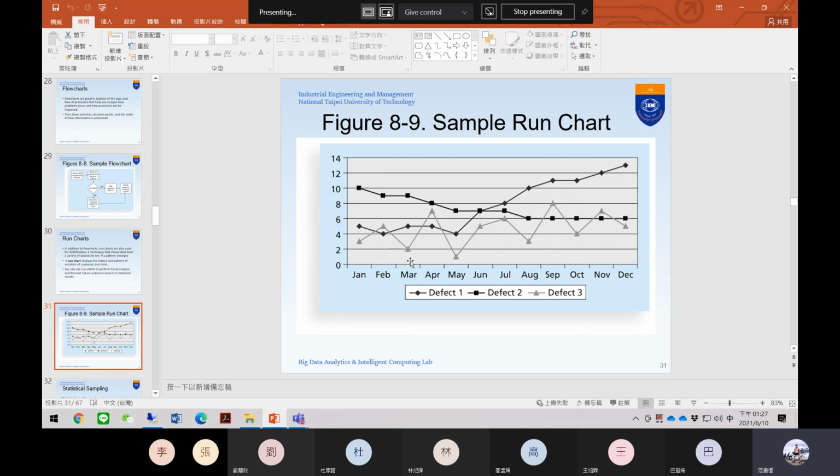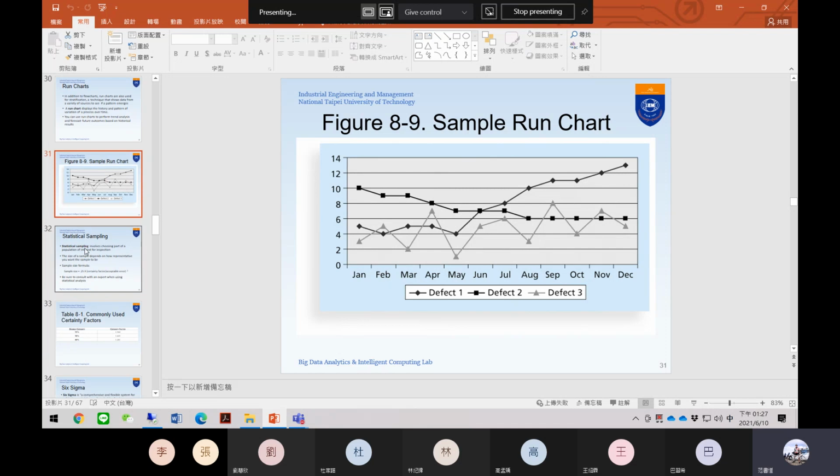And the second type is denoted by the triangle. Yeah, it goes up and down dramatically. And then the last one is the square. So this highest one shows the biggest problem of the process, since there is always a high level of that problem occurring. So this is a sample run chart for the time series.